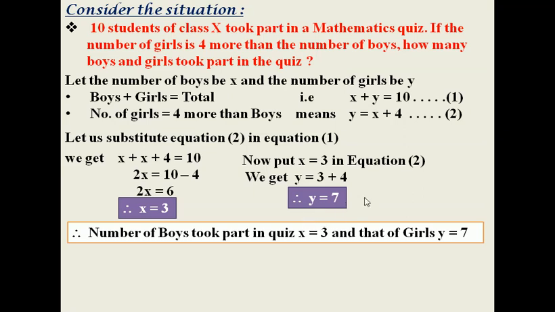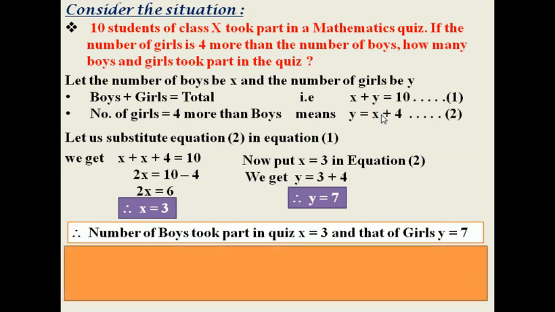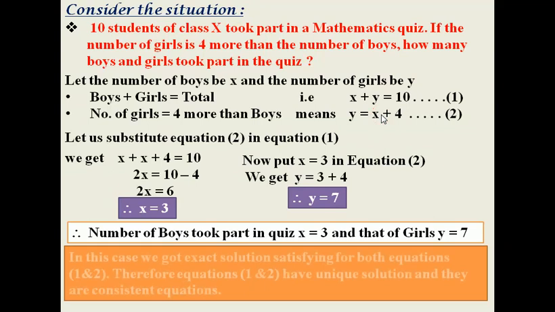These two solutions x and y satisfy both the equations. That means these two equations have an exact solution. In this case, we got an exact solution satisfying both equations 1 and 2. Therefore, equations 1 and 2 have a unique solution and they are consistent equations.